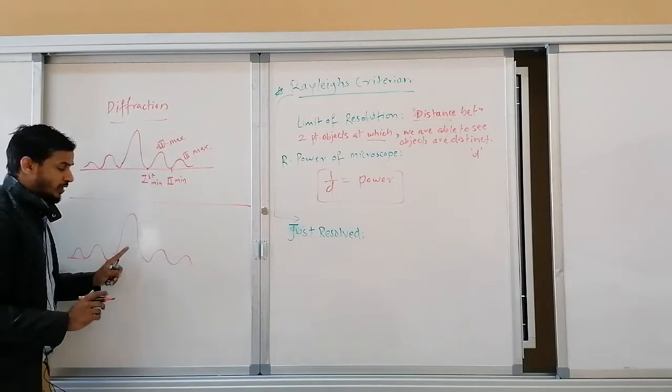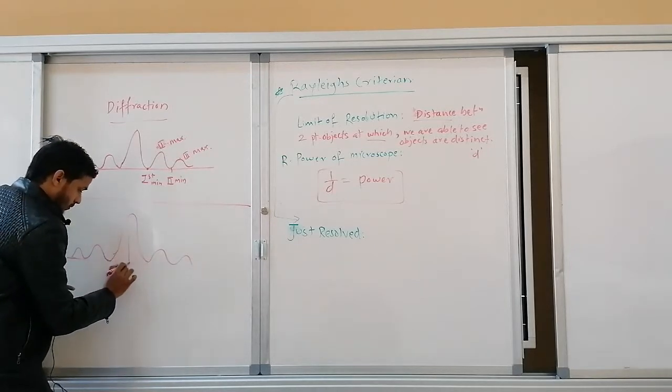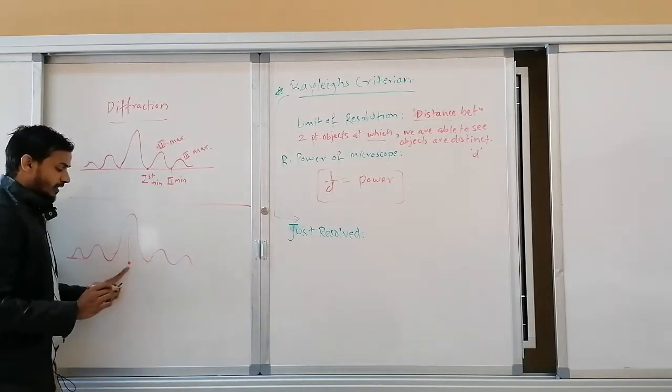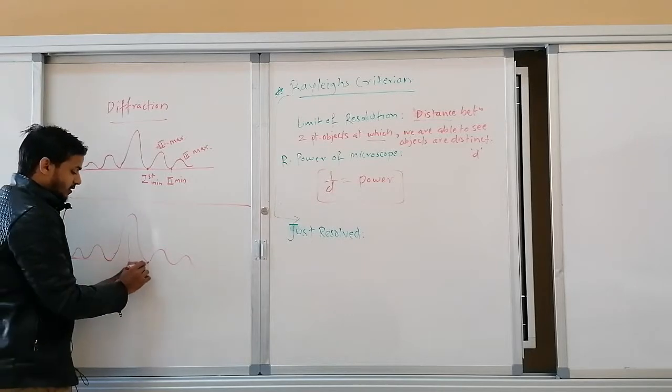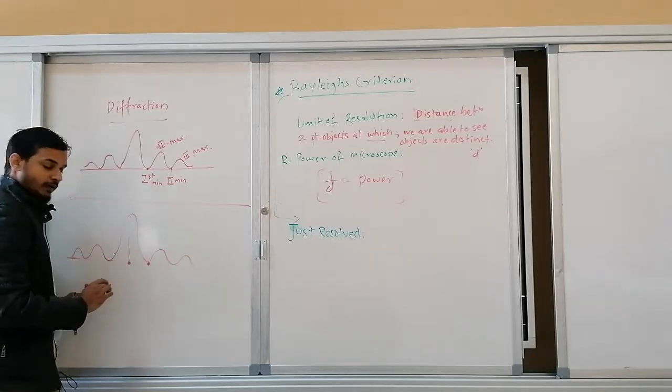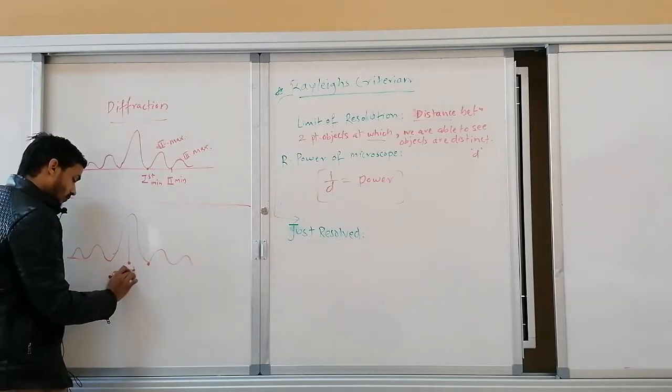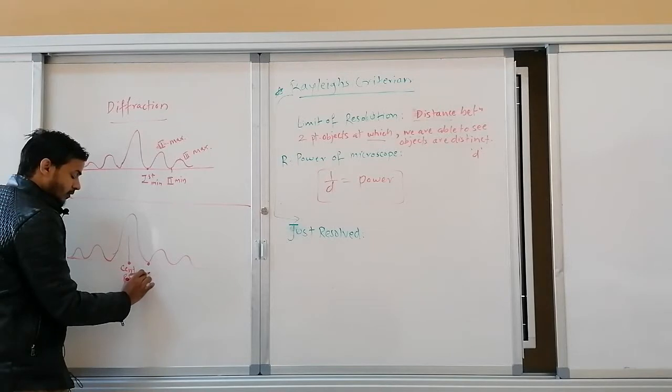Now concentrate on what I am saying. What is this? Central brightest point position. What is this? First minimum. Central bright point. And what is this? First minimum.